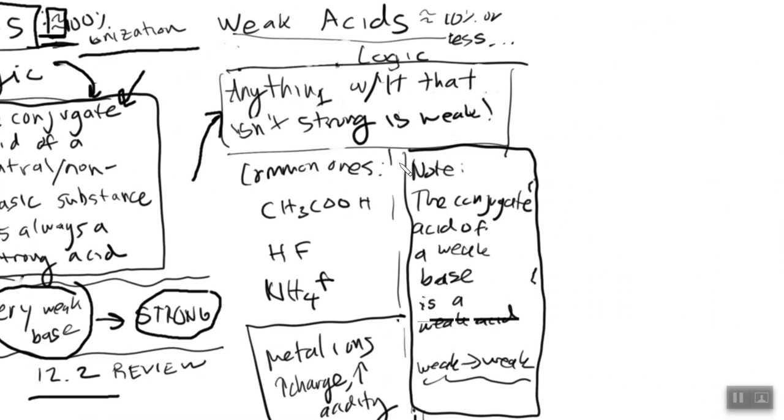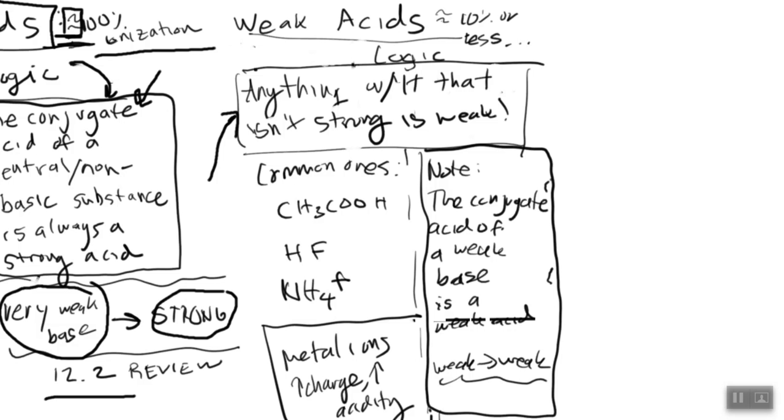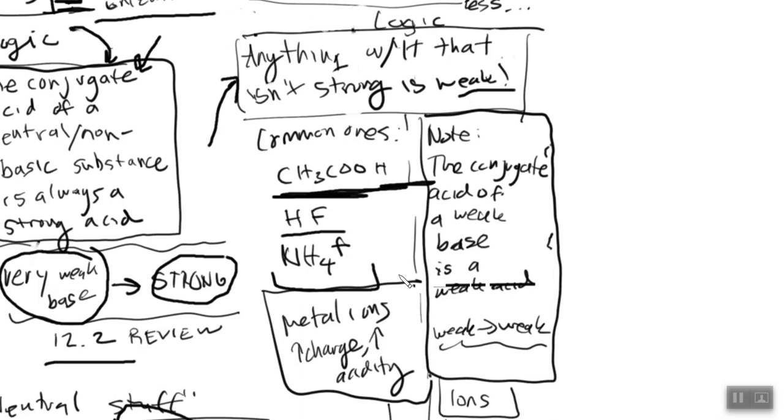Weak acids are acids that don't react completely with water to form hydronium ions. So as we said before, usually anything that's not here, or basically anything that's not a strong acid, is going to be a weak acid. Some examples are acetic acid, which is in vinegar, hydrofluoric acid, that's super dangerous, and ammonium, which is an ion.